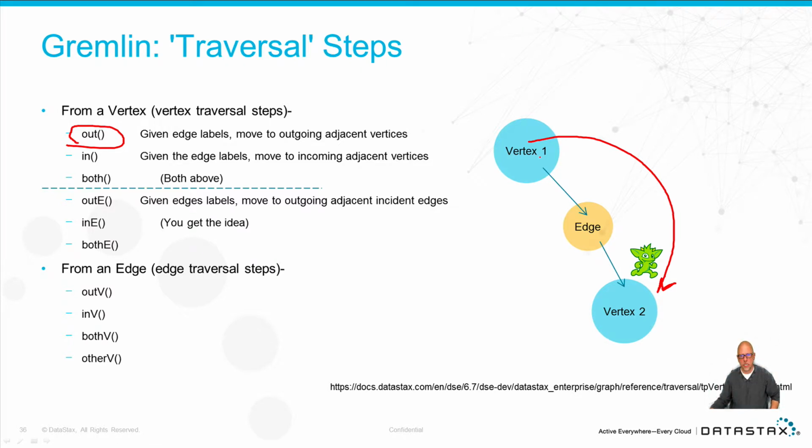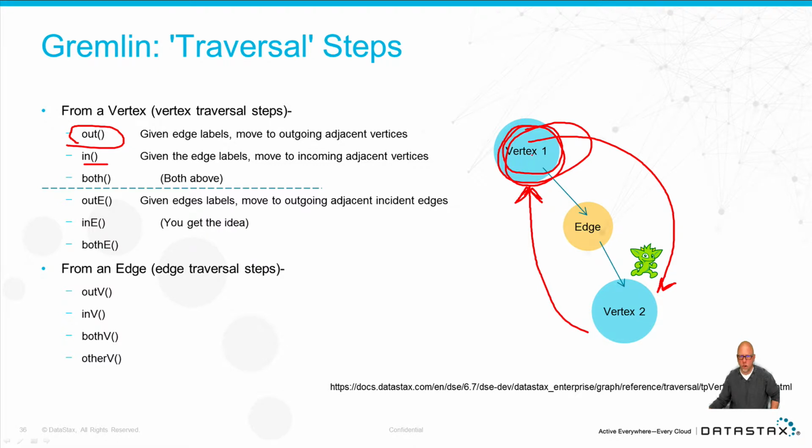And if I was sitting on vertex 1, we'll have an example where I will say, well, who knows me? How I answer the question, who knows me, is I would come in from the users through knows. And if I want both, who do I know and who knows me, I would use both. The point is that in, out, and both will land you back on a vertex. They start at a vertex and they land you back on a vertex. And they are vertex traversal steps.